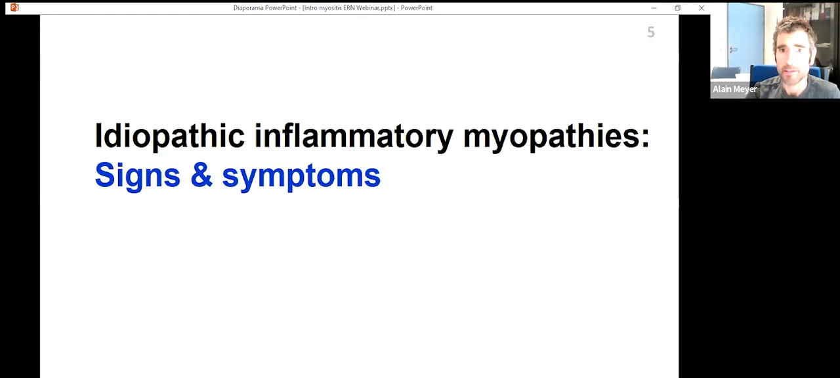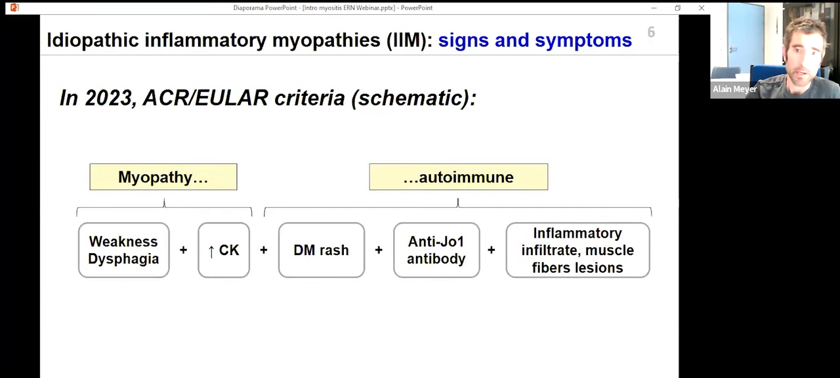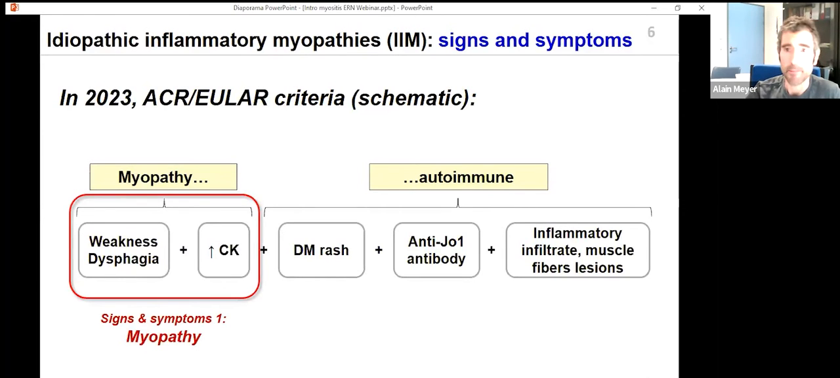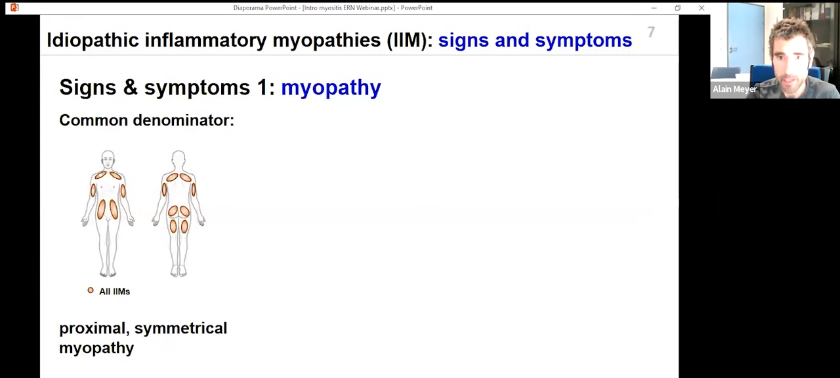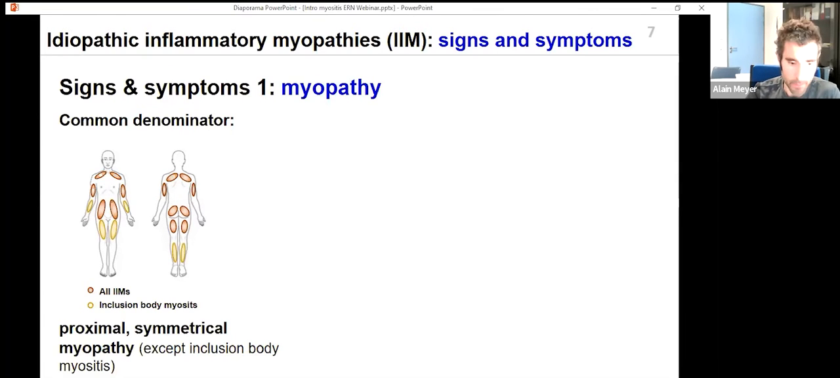So what are the signs and symptoms of inflammatory myopathies? Following the ACR-EULAR criteria, sign and symptom number 1 is myopathy. The common characteristic of this myopathy is its proximal and symmetrical distribution, as illustrated in this figure, except for a subtype of inflammatory myopathy called inclusion body myositis, that typically involves finger flexors, quadriceps, and gastrocnemius muscles, as we will see in more detail later.